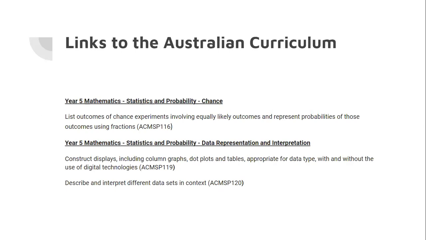The links to the Australian Curriculum are through the Year 5 Mathematics subject area and through the Statistics and Probability strand. Firstly, with the chance substrand, where they list outcomes of chance experiments involving equally likely outcomes and represent probabilities of those outcomes using fractions.